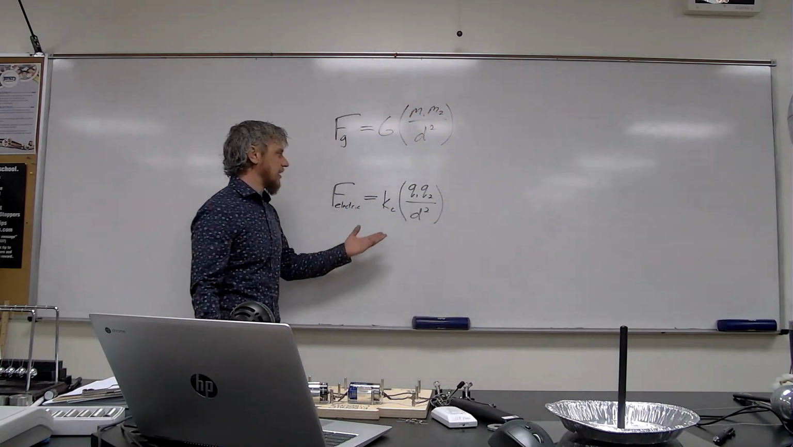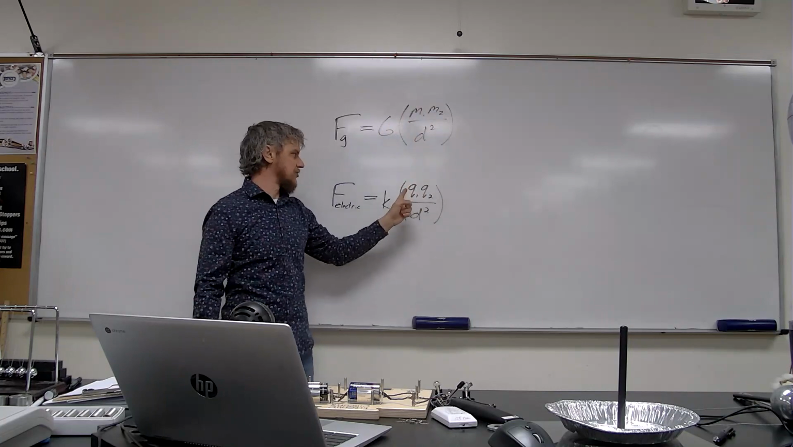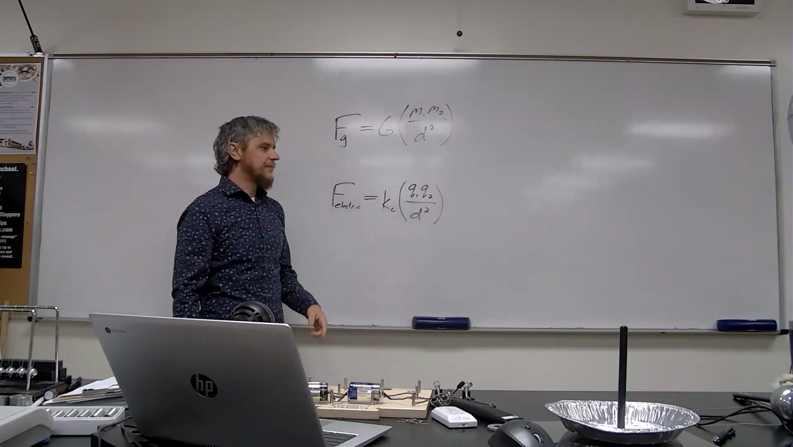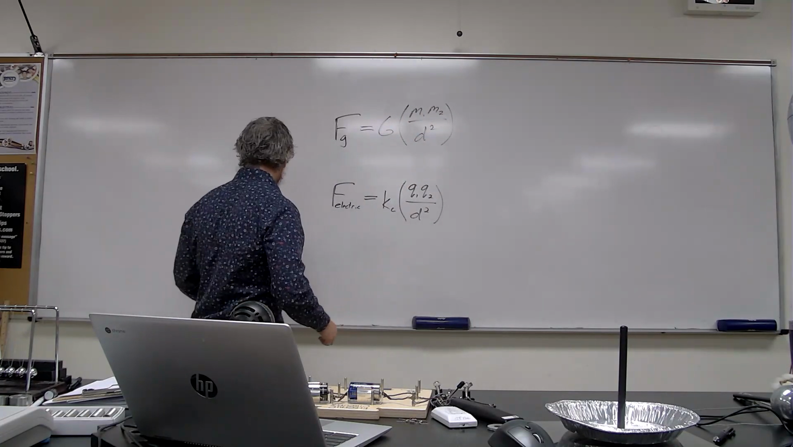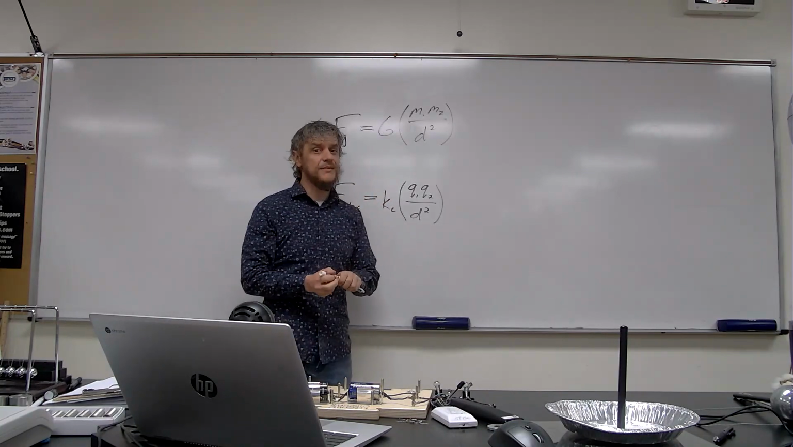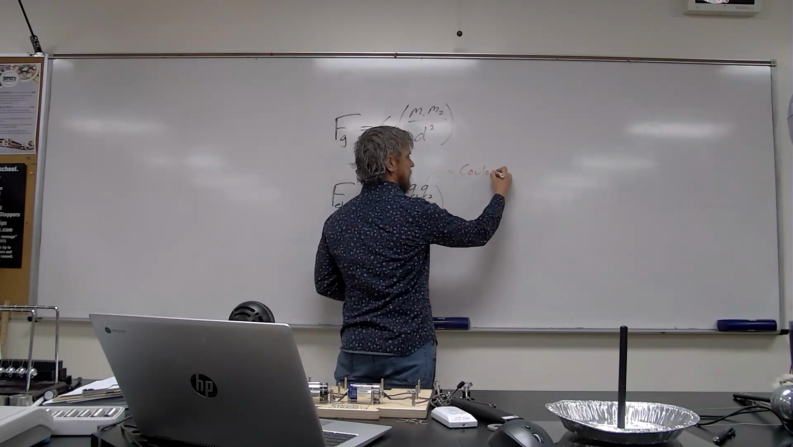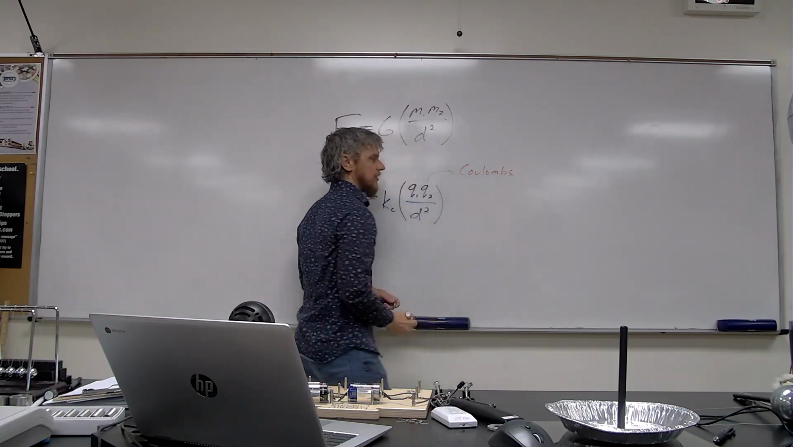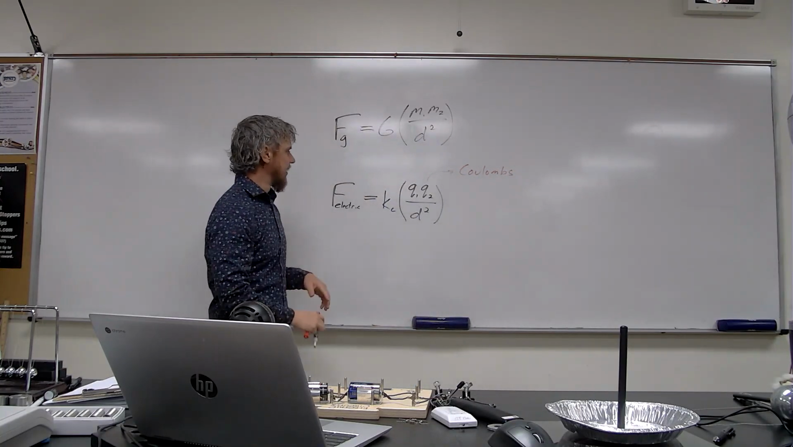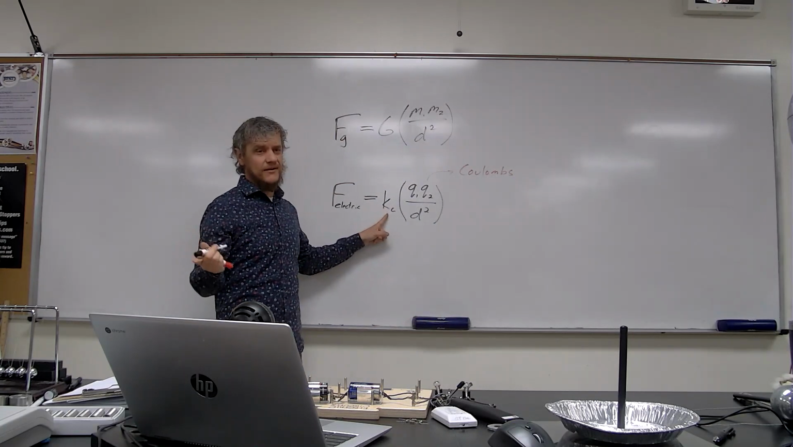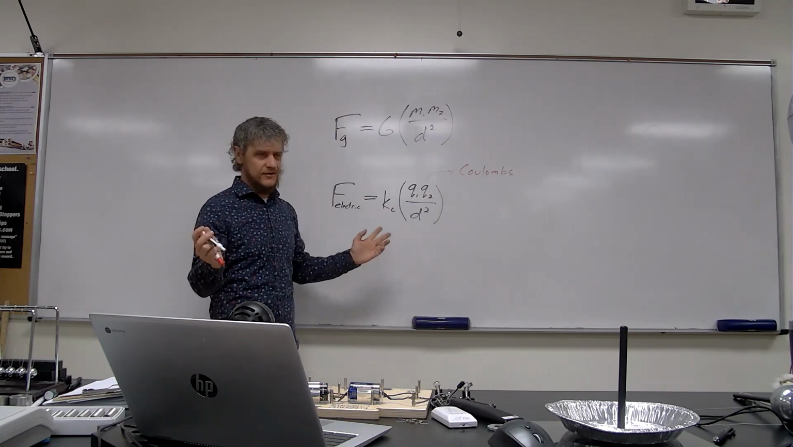So when we're talking about electric forces, we're not talking about masses, we're talking about charges. And those charges we actually measure in a unit, just like we measure mass in kilograms, we measure charges in units called coulombs, named after a guy whose last name was Coulomb. And so this constant is also named after him. This is called Coulomb's constant. It's on your formula sheet.